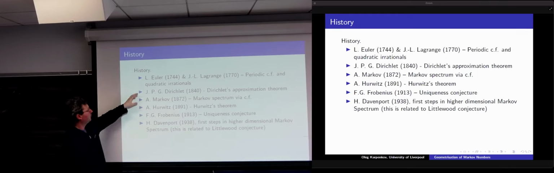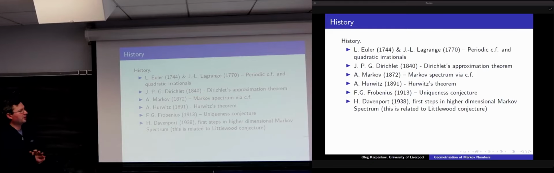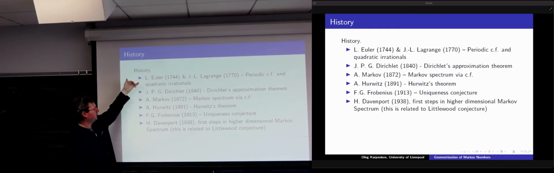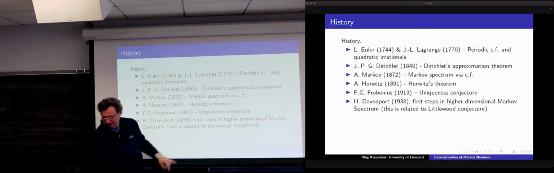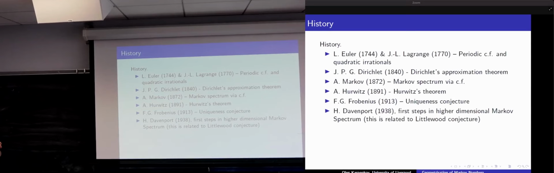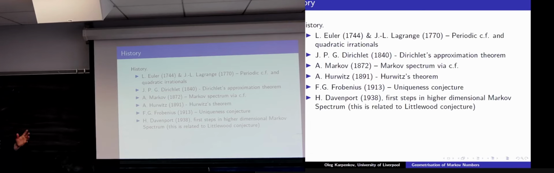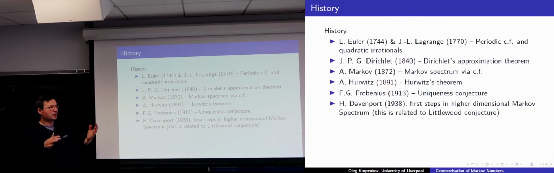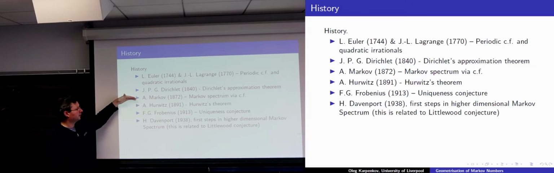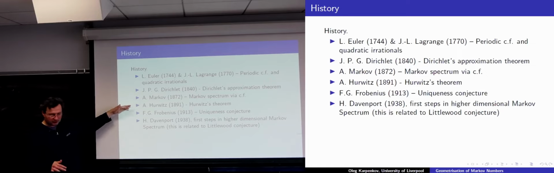Okay, so of course, earlier Lagrange, they correspond to continued fractions and periodic theorems of quadratic rationality. So I think Euler formulated it and Lagrange finally proved the second side of it. Dirichlet approximation theory is also relevant here, because we will be thinking about approximations of reals by rationals. Then the Markov spectrum itself, the approximation of quadratic forms, was introduced in 1875. The lower bounds for the spectrum were found by Hurwitz, and then we have a nice conjecture about uniqueness of the representation of the spectrum.